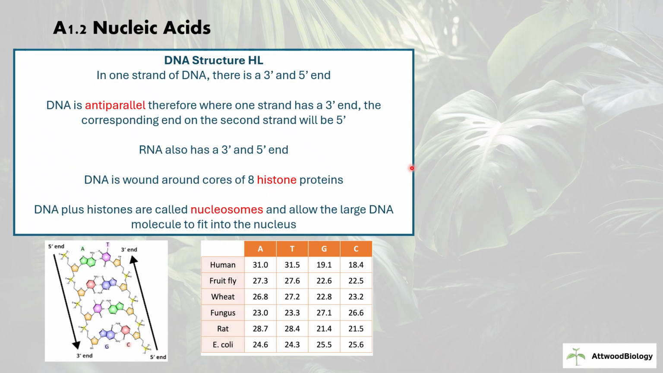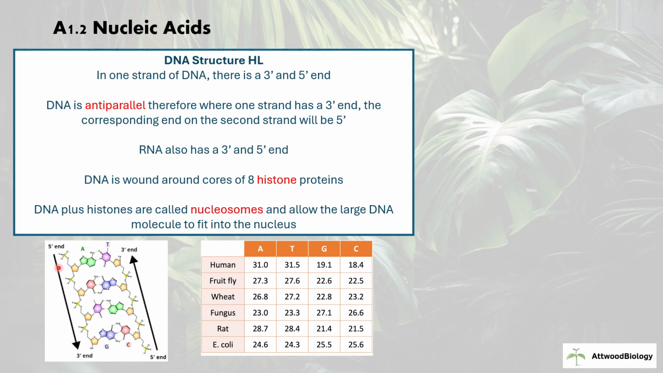Okay, HL DNA structure. So in one strand of DNA, there is a 3' end and a 5' end. So you can see on this diagram here that we have a 5' end here and a 3' end here. Now, all this means is it's the carbon within the sugar that the phosphate that is sticking up here is attached to. And down here, it's the 3' carbon that is in the corner here. The 5' carbon is in the corner here.